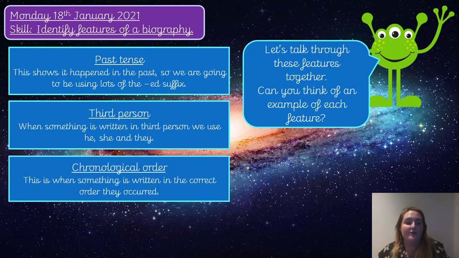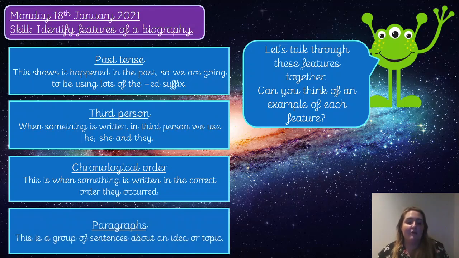Next one then, chronological order. This is where something is written in the correct order of the events that they occurred. So we don't want to say that he landed and then say he took off to go to the space station. It needs to be in the order of the events as they occurred in real life. Okay. Last one then, paragraphs. This is a group of sentences about an idea or topic. So we might have a paragraph about Tim Peake's early life, for example, and then maybe a little bit about him training to become an astronaut. So the whole paragraph is going to be about a particular area or subject or topic. Okay.